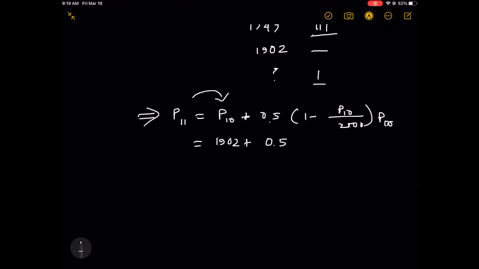So let's plug it back: 1902, 2000, 1902. Now we can use our calculator to see what's the value. So let me do that for you, and you can cross-check your result with me. 1902 divided by 2000 is 0.951. So 1 minus 0.951 is, let me do it step by step for you so that you can see.